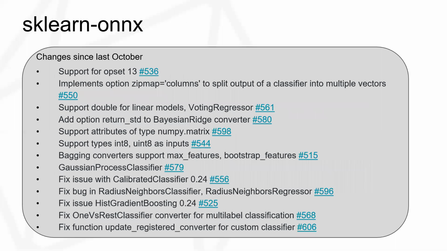Then we move on to sklearn-onnx. It also was updated to offset 13. It now supports int8 and uint8 as inputs. It has better support for numpy matrices and a bunch of random changes, which you can find in the slide deck.